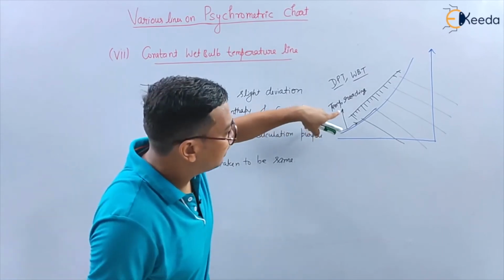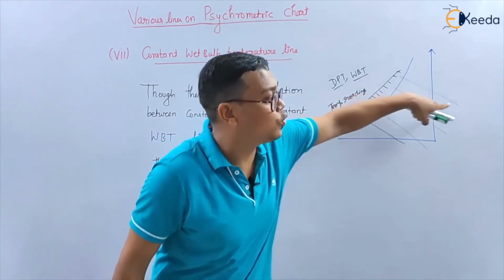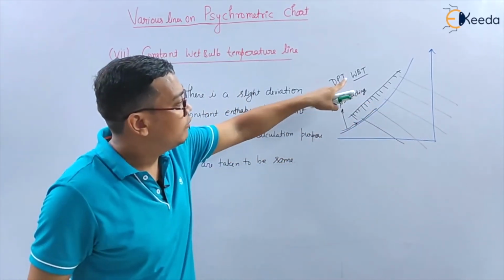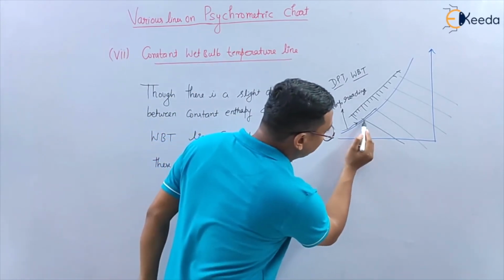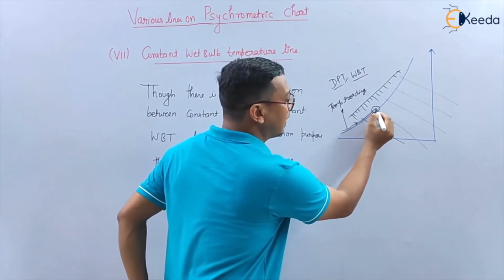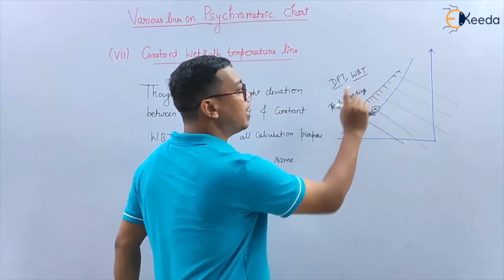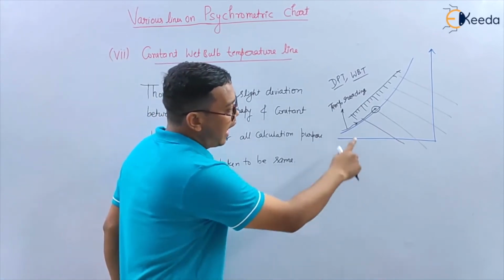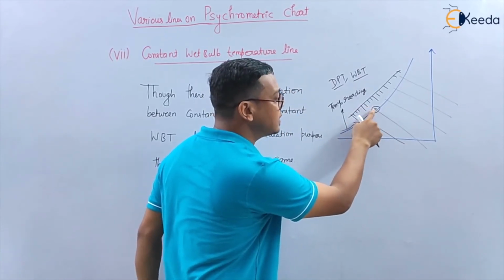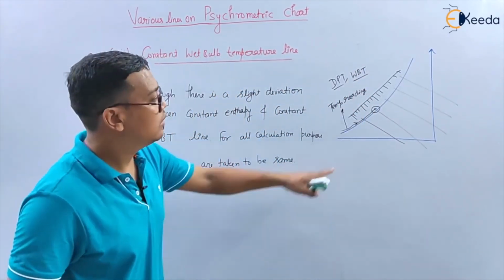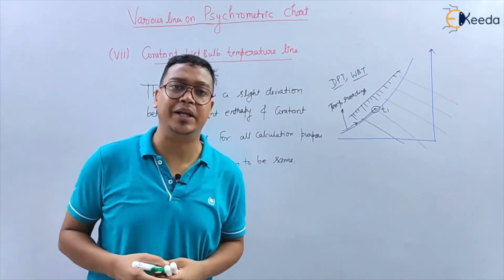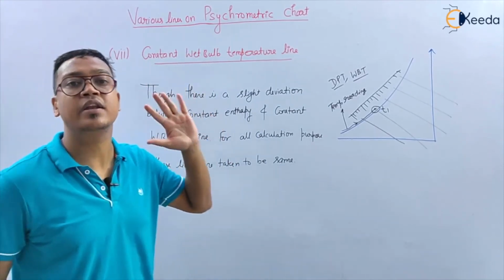For dew point temperature, the line will travel from the saturation curve in this direction and will follow the constant omega line. The wet bulb temperature line will follow the constant enthalpy line. Whatever temperature is at this point, that will be the wet bulb temperature. Where the enthalpy line intersects, at this point the wet bulb temperature is this. Suppose it is T1. So the constant wet bulb temperature line will follow the constant enthalpy line.